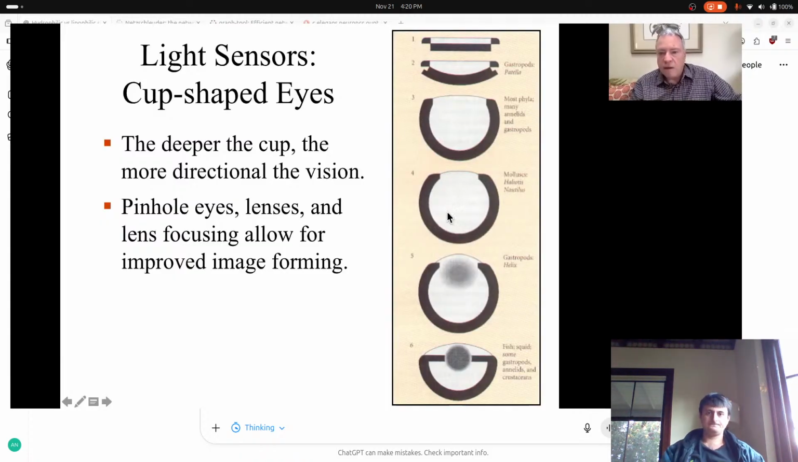And so we can see this, that if you're in an area with lots of light, then you can get away with a deep cup. If you're in a low light environment, or you don't really need to know the direction so much, then you can have a shallow cup. So this is sort of the direction here. Here you'd have no cup, which no animal has.